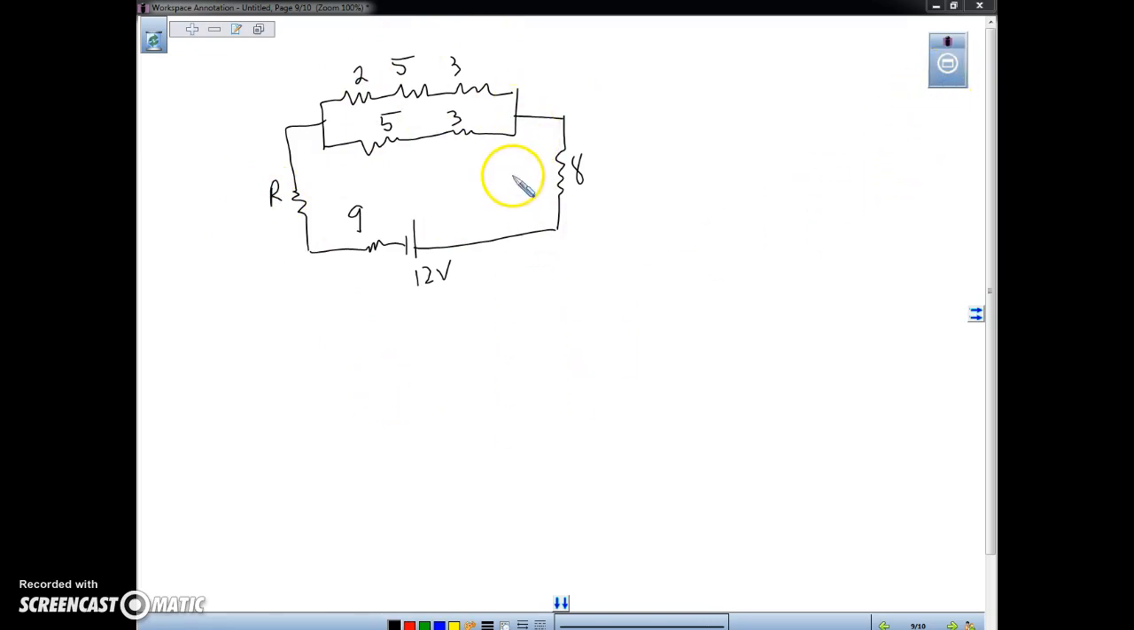So I'm basically going to keep going, and then as soon as I get to the R, I'm just going to leave it as R, and then write an expression to solve it. So this is what it looks like. Notice I'm going to start right here because this is series and this is series. So I'm actually going to do a nice double reduction. So 2 plus 5 plus 3. So 2 plus 5 is 7. 3, this makes this 10.